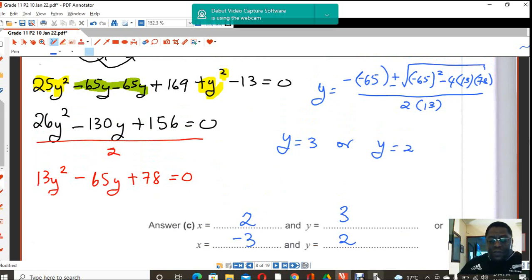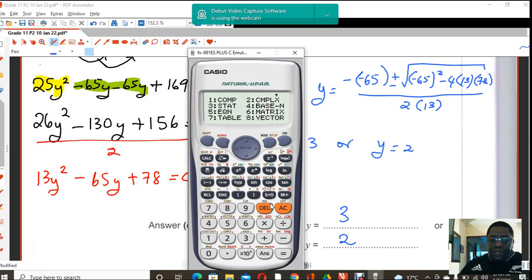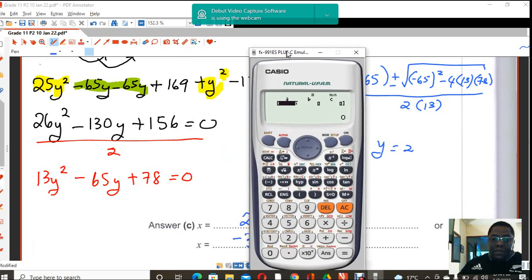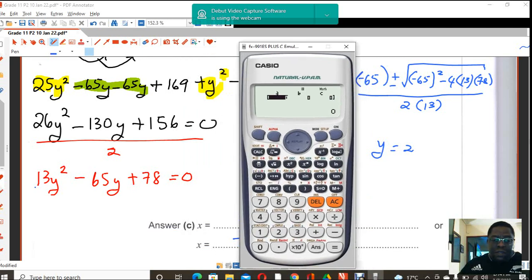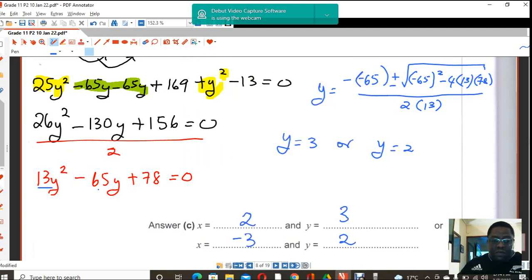Okay, just maybe something worth showing when you are dealing with this type of question. You have this calculator, you go to 5 for equation, you pick 3 because it's a quadratic equation. Can you see that? 3. Now, the value of a is this value. The value of b is minus 65. The value of c is 78.